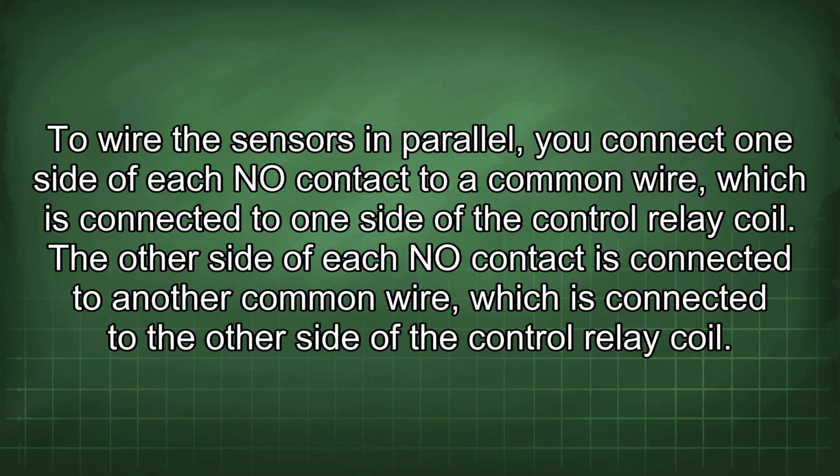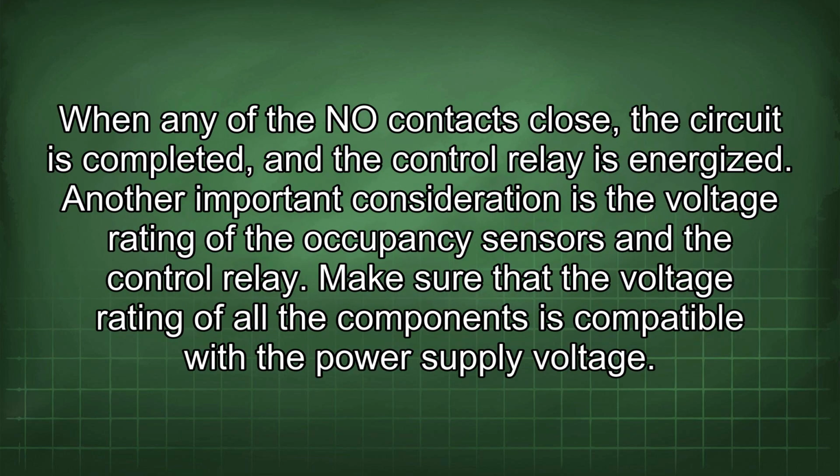To wire the sensors in parallel, you connect one side of each NO contact to a common wire, which is connected to one side of the control relay coil. The other side of each NO contact is connected to another common wire, which is connected to the other side of the control relay coil. When any of the NO contacts close, the circuit is completed and the control relay is energized.